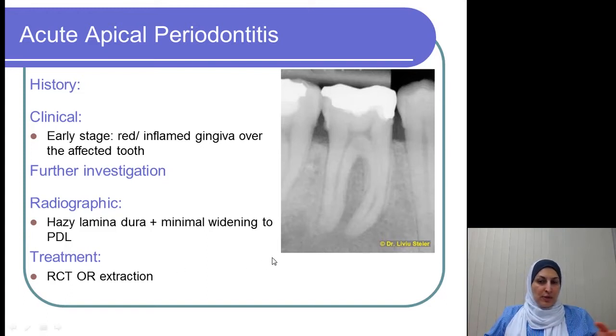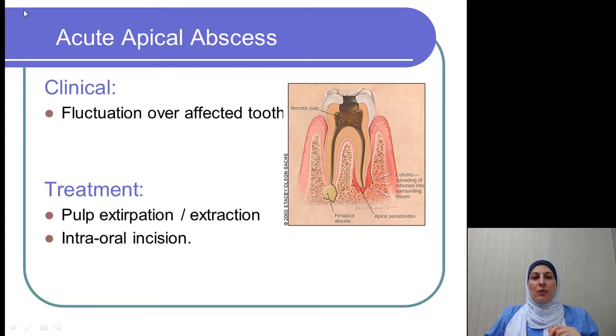And the treatment of choice: if the tooth is restorable, RCT; if not, do extraction. When can we say the diagnosis is acute apical abscess? When there is evidence of abscess presence, then you can say your diagnosis is acute apical abscess. Otherwise, just stay general, stay safe, and say acute apical periodontitis.